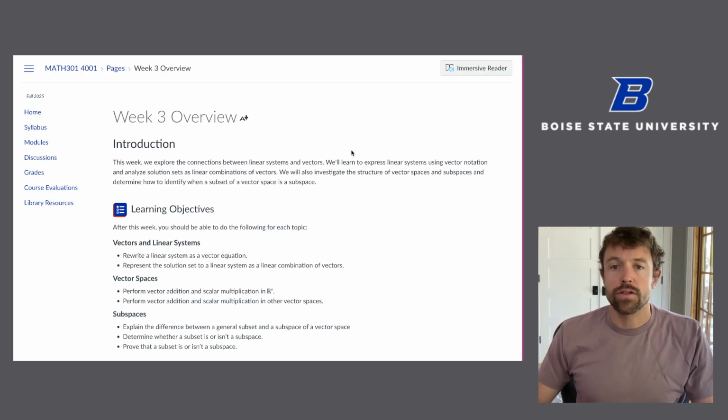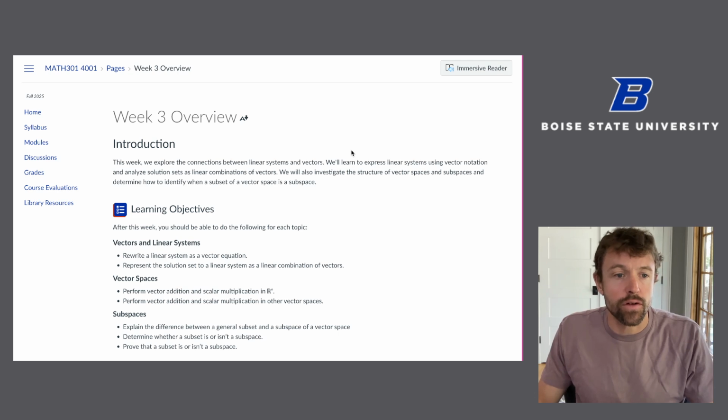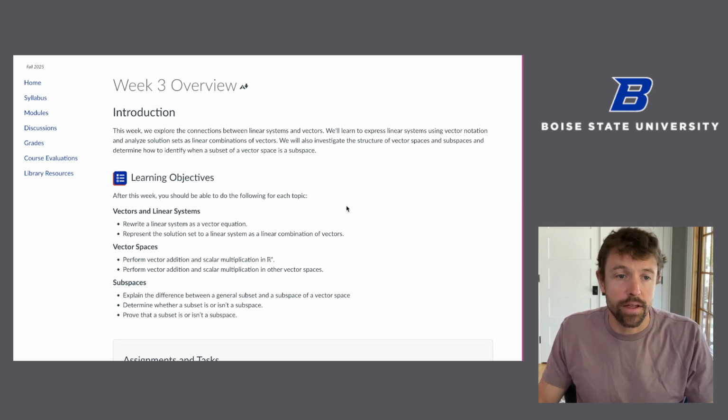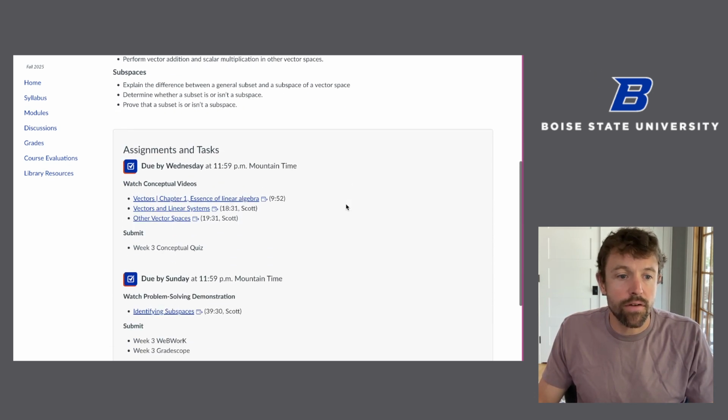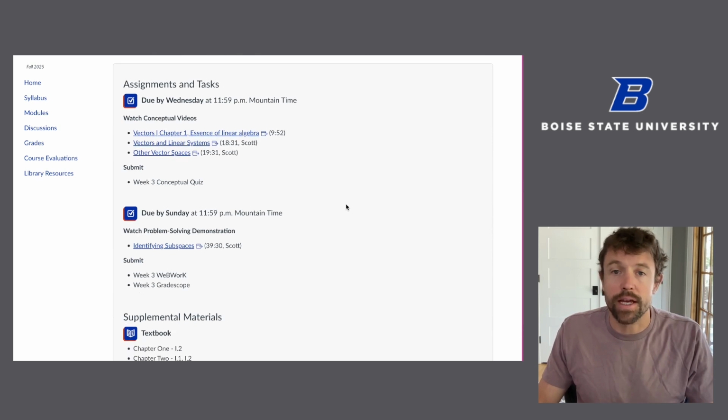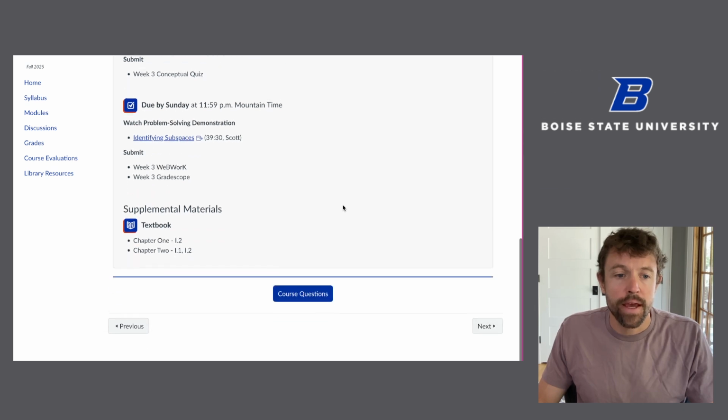You can see that this overview contains a bunch of information about what we're doing that week. So first we have some information about the material that we're going to cover. Then we have a list of all of the assignments and tasks, including links to videos that you need to watch. And finally, there's some supplemental materials, usually in the form of sections of the textbook that are pertinent to the material that we're covering in that week.